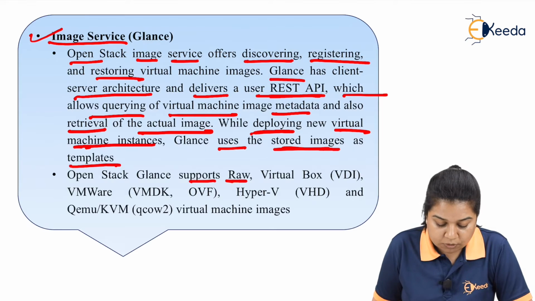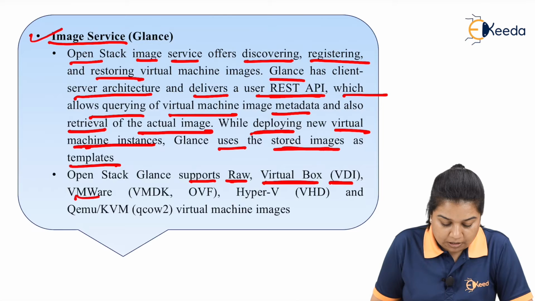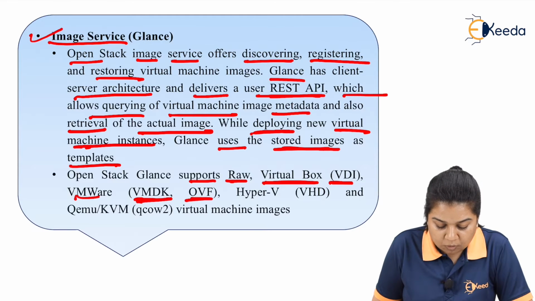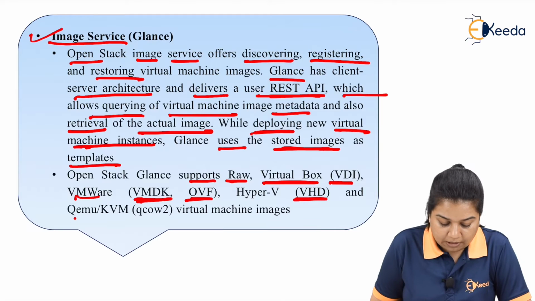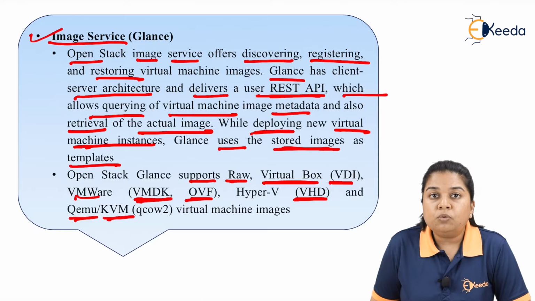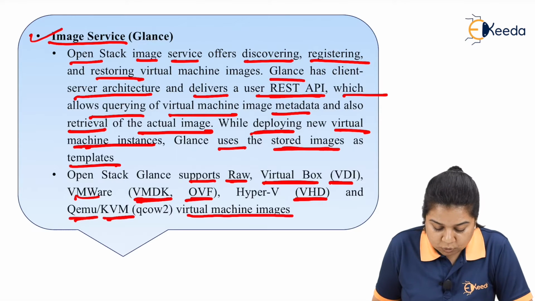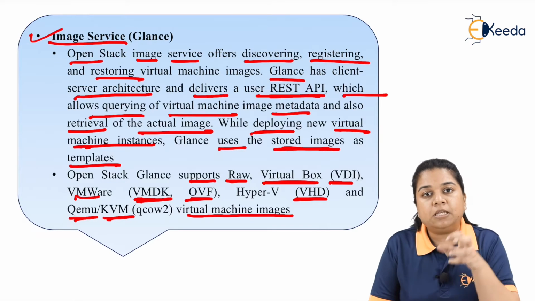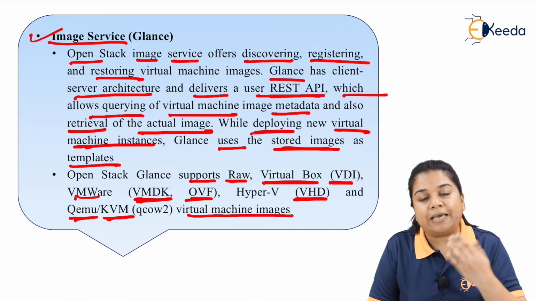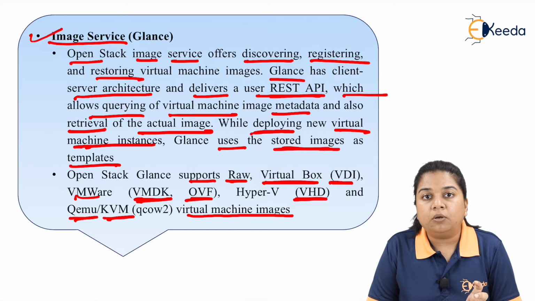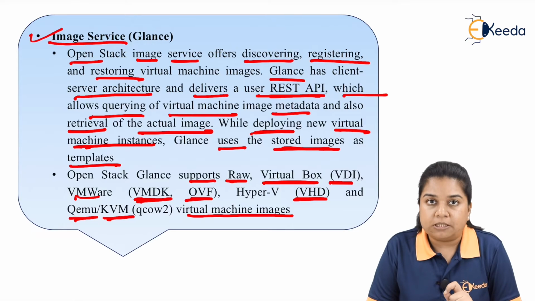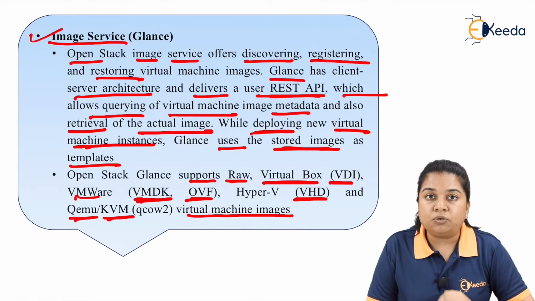OpenStack Glance supports raw, VirtualBox VDI, VMware VMDK, OVF, then Hyper-V VHD, and QEMU or KVM QCOW2 virtual machine images. That means all these virtual machine images can be used or deployed in this particular component of OpenStack. So what does Glance do here now?